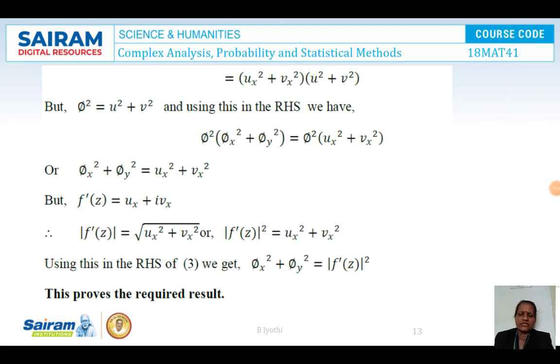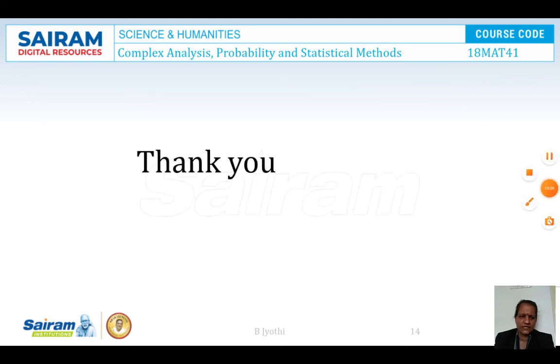So what we get is, by taking ux square plus vx square common, u square plus v square. But we have phi square is u square plus v square. By using that in the right hand side, this phi square and phi square cancel. We get phi x square plus phi y square is equal to ux square plus vx square. But we have f dash of z is this. Therefore, mod of f dash of z the whole square is ux square plus vx square. On replacing, we get phi x square plus phi y square is equal to mod of f dash of z the whole square. This proves the result. Thank you.